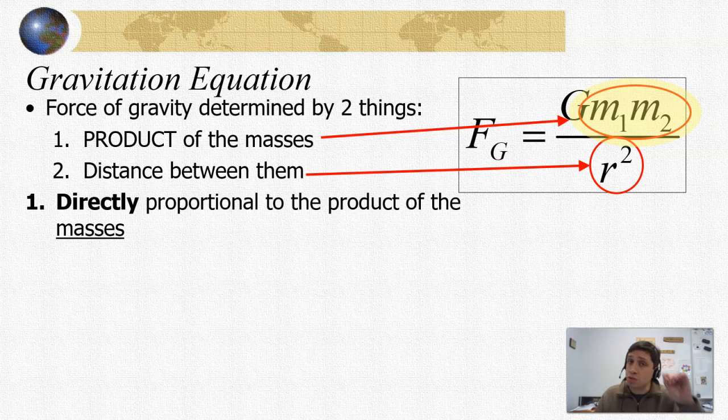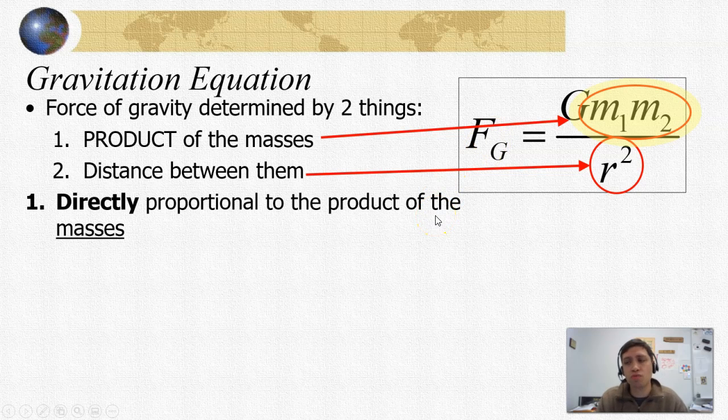You need to know, write this down, that the force of gravity is directly proportional to the product of the masses. I know that because the product of the masses is in the numerator, it's on the top. Remember, we've talked about proportionalities when we talked about Newton's second law equation. When we have an equation set up this way, where one variable is equal to a fraction, any variable in the numerator is directly related, directly proportional to this variable.